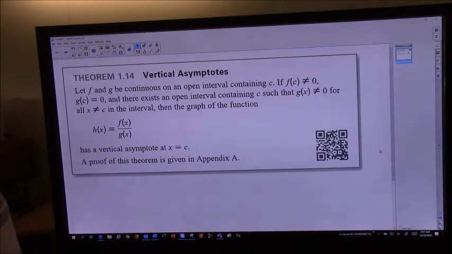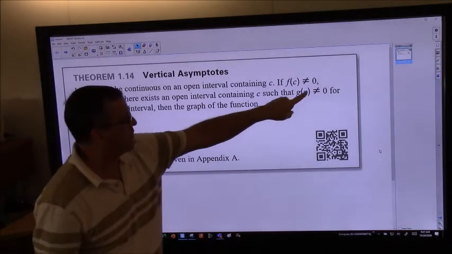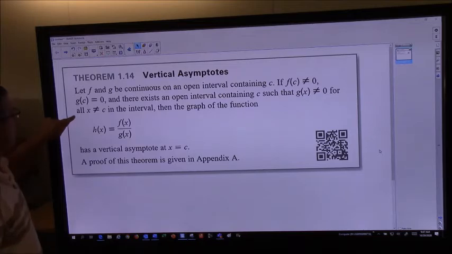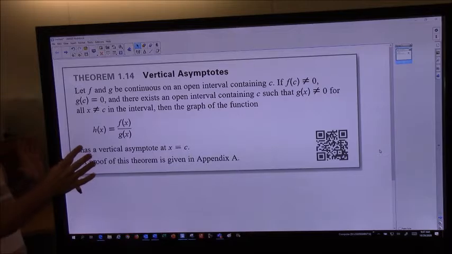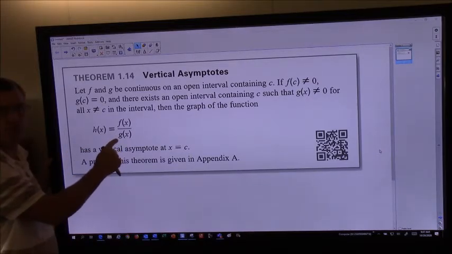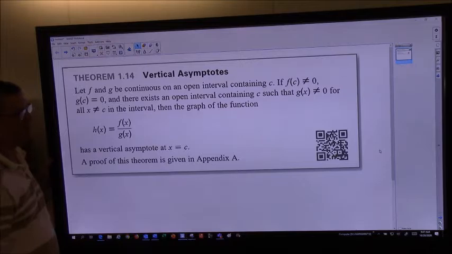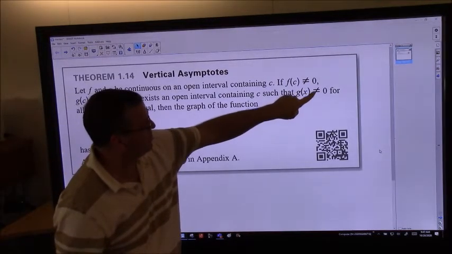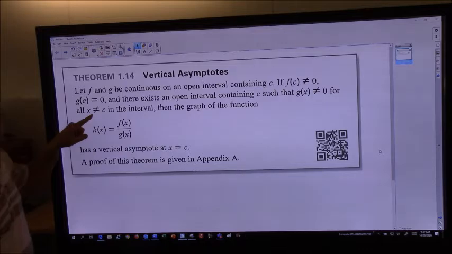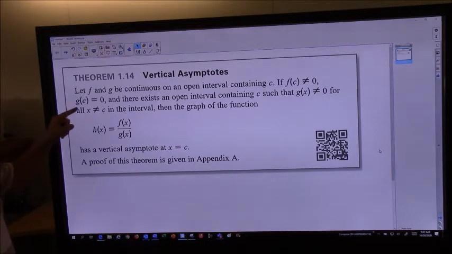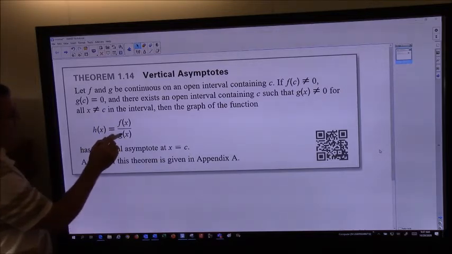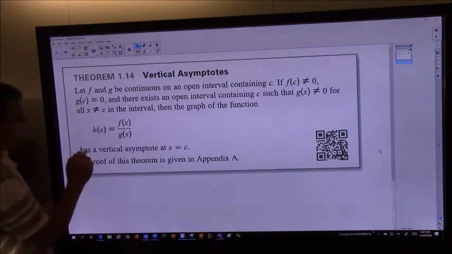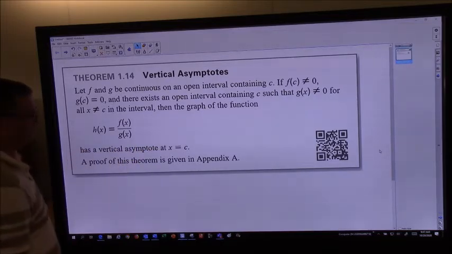And there exists an open interval containing c such that g of x does not equal 0 for all x values in c. Okay, so everywhere else on this interval, that denominator does not equal 0. Only at c. They're saying g of x does not equal 0 when x does not equal c. That just means everywhere else. So that means my denominator equals 0 at c, but not anywhere else.